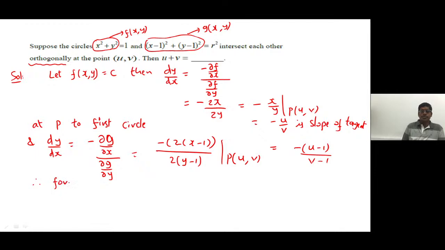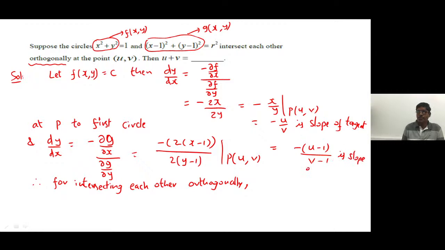Since the circles are intersecting each other orthogonally, this is the slope of the tangent of the first circle, and this is the slope of the tangent of the second circle. So the product of the slopes is minus 1. The product of slopes is equal to minus 1.